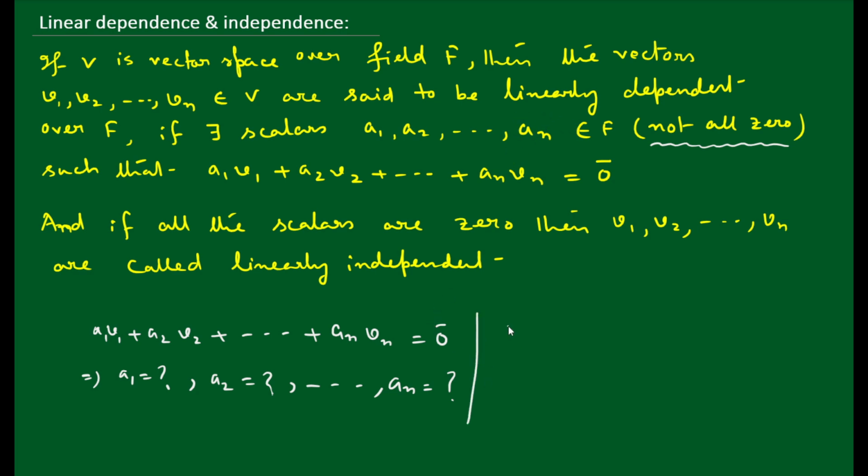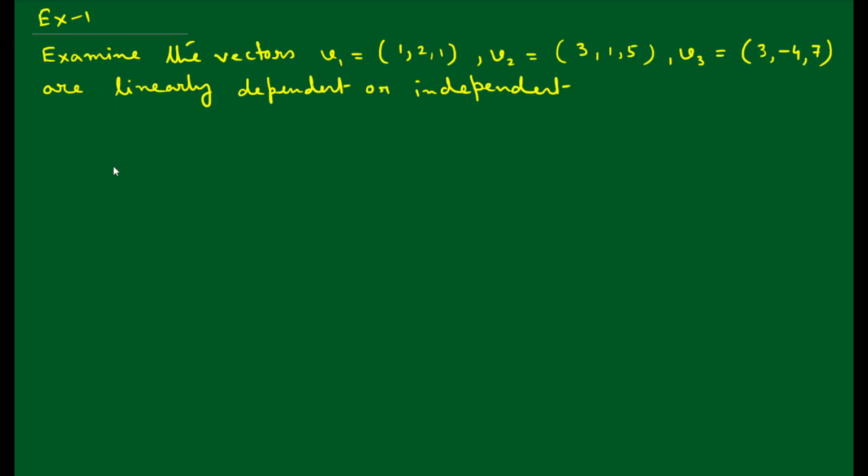But suppose सारा स्केलर जीरो है, a1 is zero, a2 is zero, and then an is zero. So in examples we'll see how some scalars are non-zero and when all the scalars are zero. Suppose if it is the case that all the scalars are zero, then we say that the vectors are linearly independent. Okay, so here the prime things are the scalars. We have to find the values of scalars. If all scalars are zero, then vectors are linearly independent. And if the scalars are not zero together, then the vectors are linearly what? Dependent.